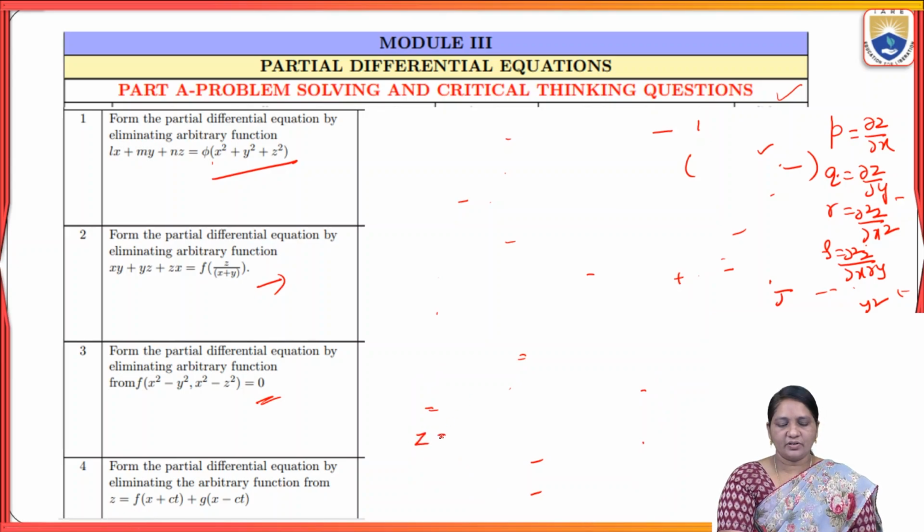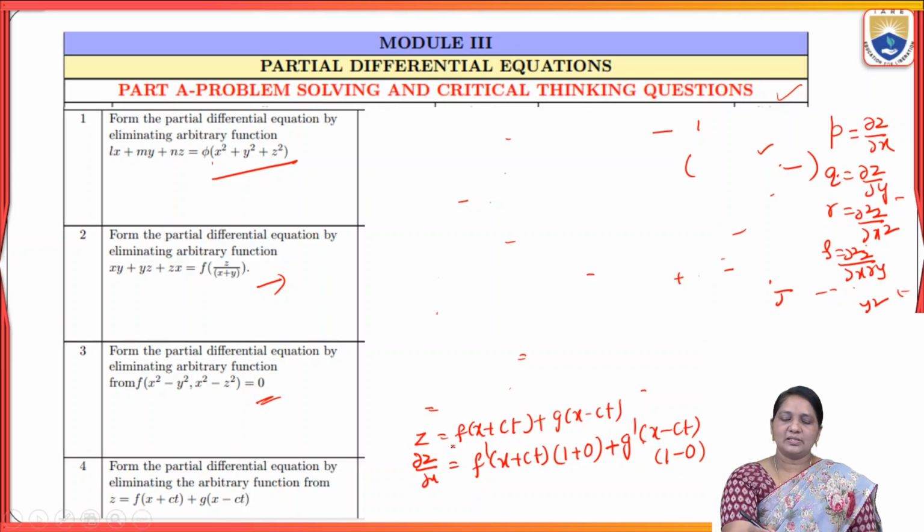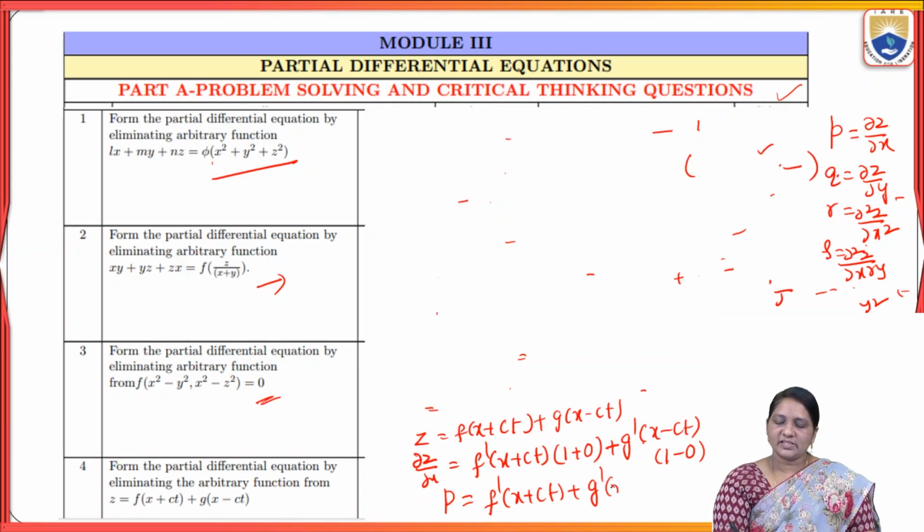See the fourth one, that is z equal to f of x plus ct plus g of x minus ct. So here first we have to do partial differentiation with respect to x. So dou z by dou x equal to f dash of x plus ct into the x value, which is 1, plus the remaining two are constants so 0, plus g dash of x minus ct into the x value, which is 1, minus 0. So finally this is p equal to dou z by dou x, right? So this is equal to f dash of x plus ct plus g dash of x minus ct.